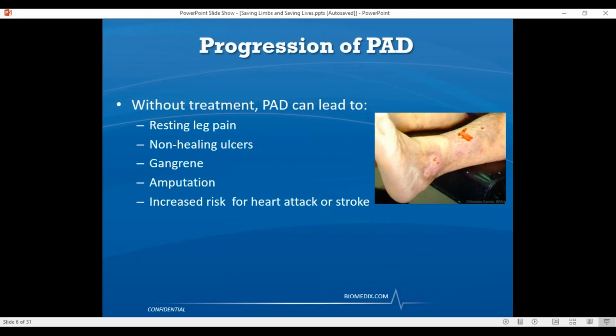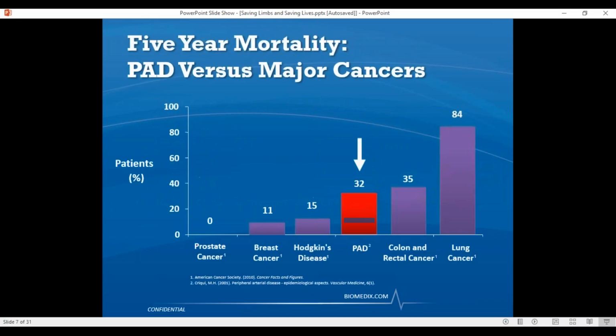Without treatment and early intervention, PAD can lead to resting leg pain, non-healing ulcers, gangrene, amputation, or an increased risk for heart attack or stroke. In terms of 5-year mortality, patients with PAD have a lower survival rate than patients with breast cancer or Hodgkin's disease. In fact, cardiovascular disease accounts for more deaths than cancer, infection, and trauma combined.